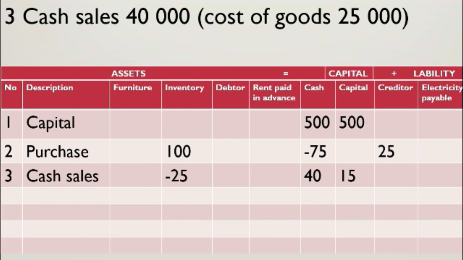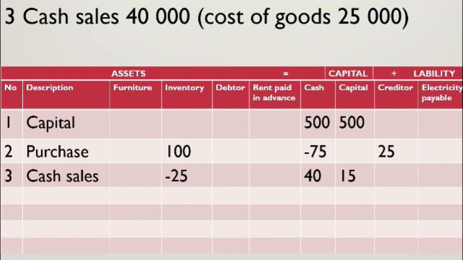So here sales amount is 40,000 cash sales. The customer will come and give 40,000 to the business. So the business will receive 40,000. 40,000 worth cash is coming into the business. 40,000 worth cash is increasing. So we can go to the cash column and add 40,000.